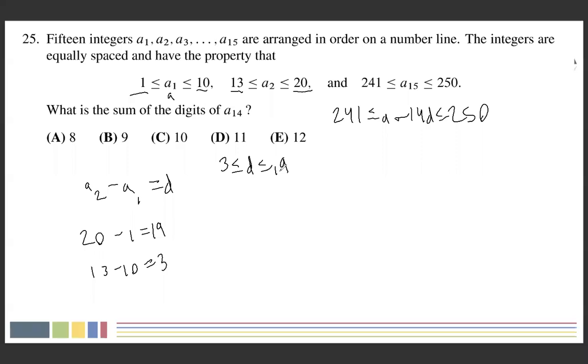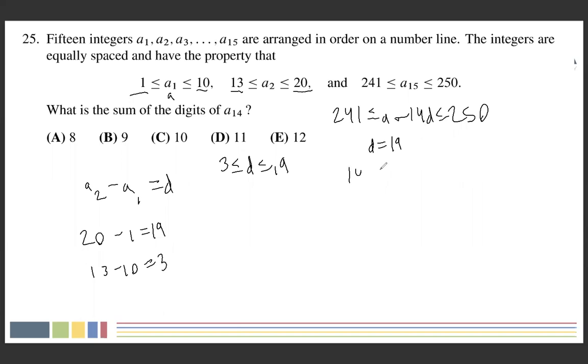So if we try, for example, D equals 3, we're not going to get very far, right? A plus 42, we have to get to 250, and A can be at most 10. We're not getting very far. Clearly, D has to be very large. So it's a much better idea to try values of D from 19 and going down. So let's try our value of D equals 19.